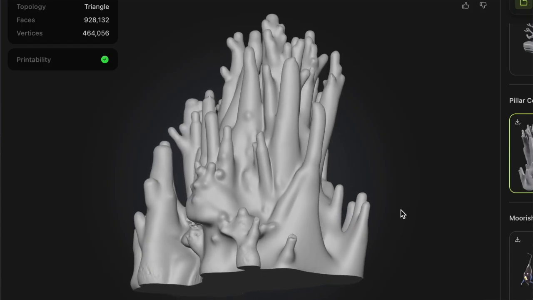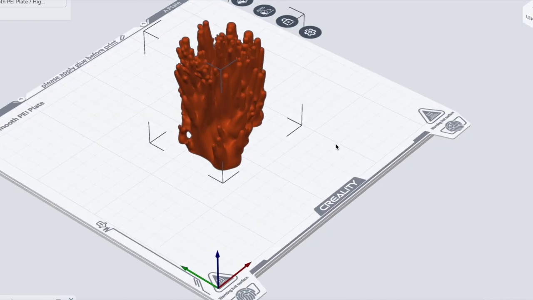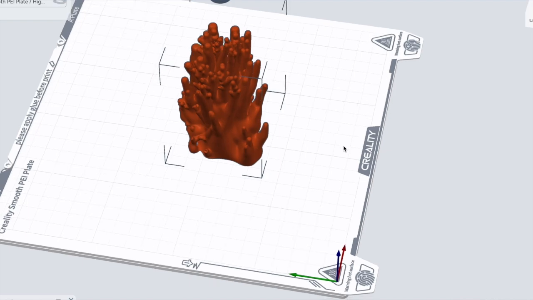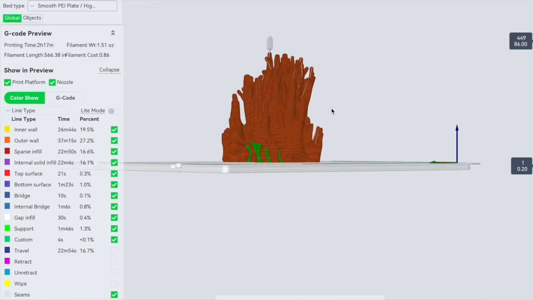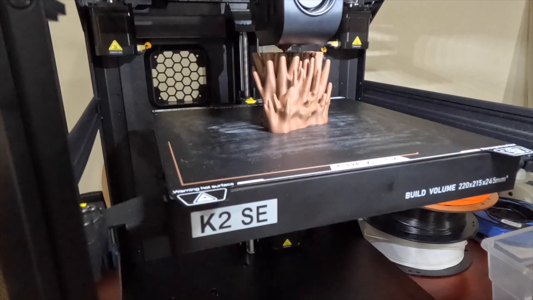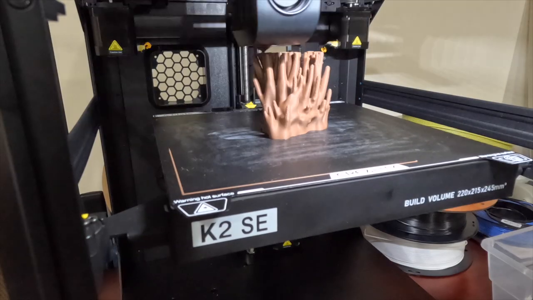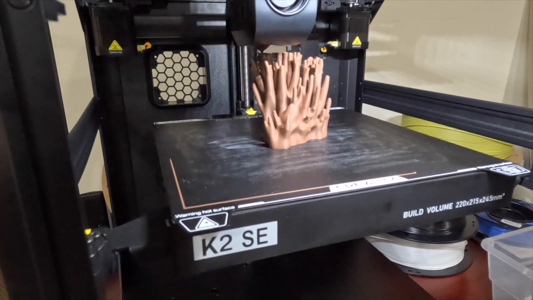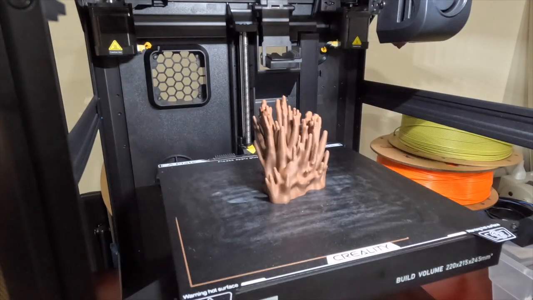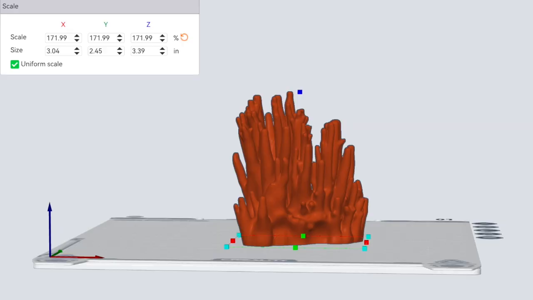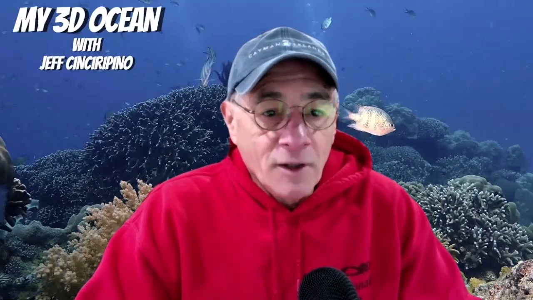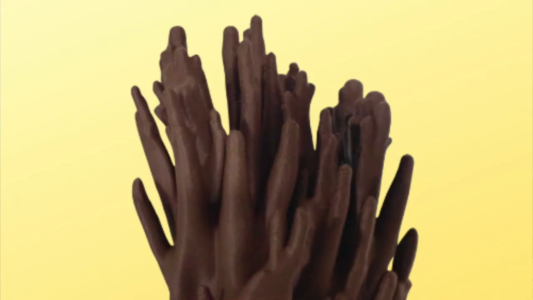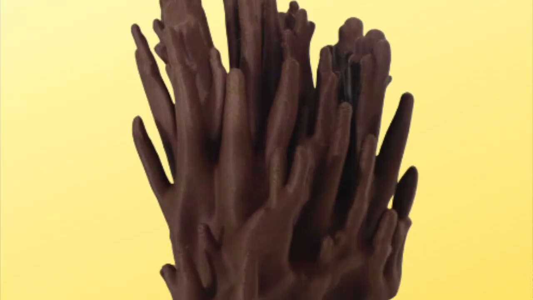Once again, I created the 3D model and then brought it into Creality, where I did a little bit of adjustments and scaling. You can see that because of the way this one is shaped, there weren't many supports. The pillar coral took 2 hours and 14 minutes, and this one is using a matte brown filament. The model is 3 inches wide, 2.5 inches deep, and almost 3.5 inches high. There wasn't a lot of cleanup on this one. And there you have it, the Little Cayman pillar coral.